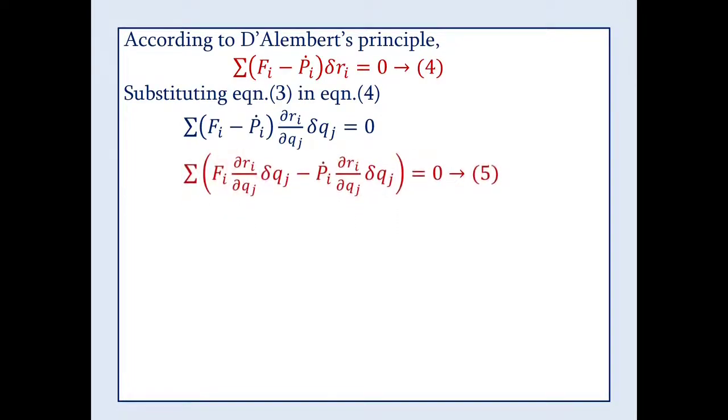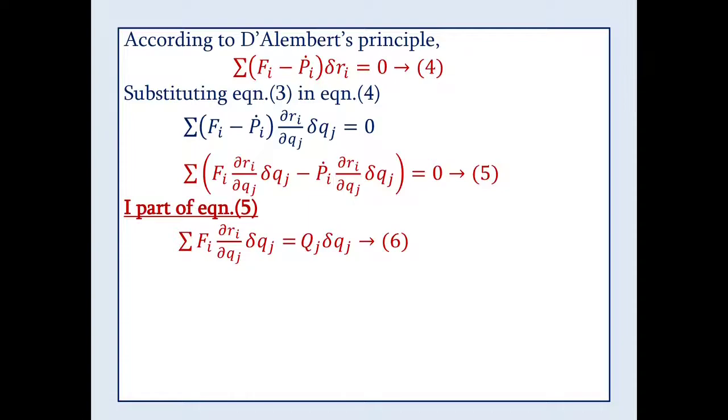equal to 0. Next, let us bring this dou Ri by dou Qj into delta Qj inside. We will get summed over Fi dou Ri by dou Qj into delta Qj minus Pi dot dou Ri by dou Qj into delta Qj equal to 0. Let us take this as equation number 5. Now, we have to evaluate the first term of equation 5 and the second term of equation 5 separately and put them together to get into Lagrange's equation of motion. So first let us deal with the first part of equation 5.